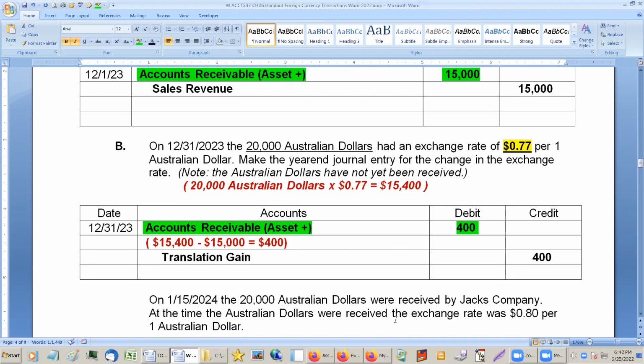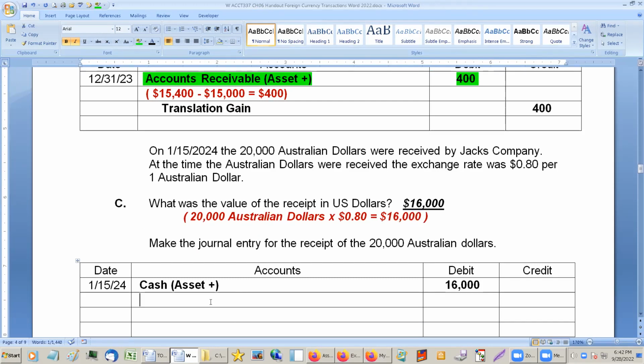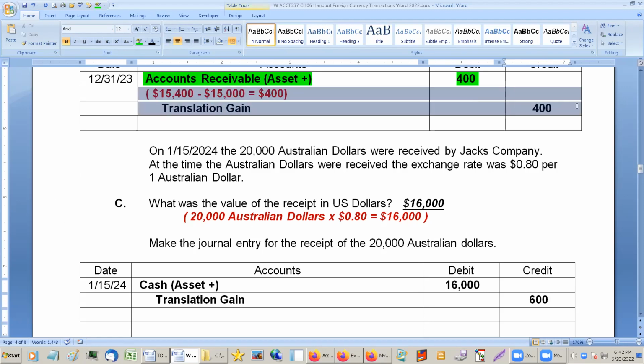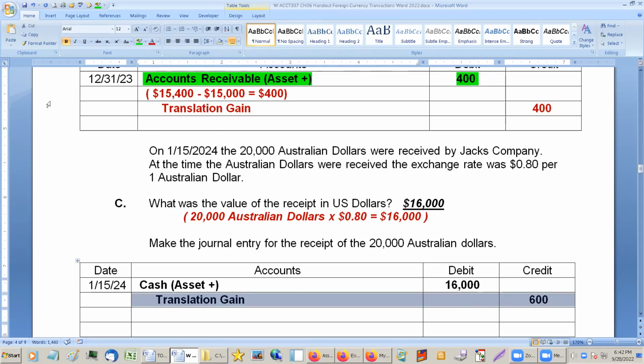What are the credits gonna be? Would the credits be a translation gain of 600 and an accounts receivable of 15,400? That's exactly right. Translation gain is 600. You might say, well, wait, why isn't it 1,000? Well, remember, we already have this translation gain up here, right? 400 of it's already recognized, so this will be the other 600 of the 1,000 gain.